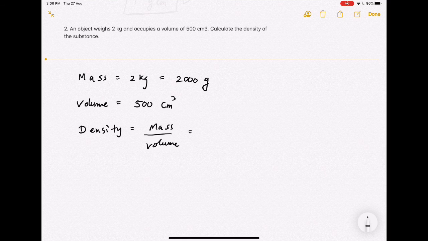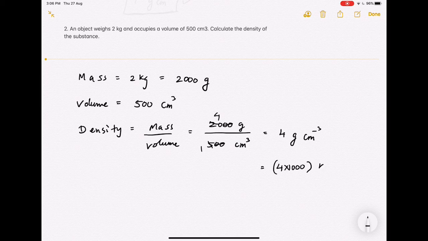Now the mass we can substitute as 2000 grams divided by 500 centimeter cube. So simplifying this, we get 4 grams per centimeter cube. And if you want it expressed in kg per meter cube, you can simply multiply with 1000. So this is equal to 4000 kg per meter cube.